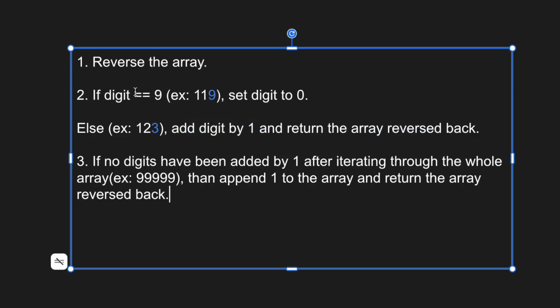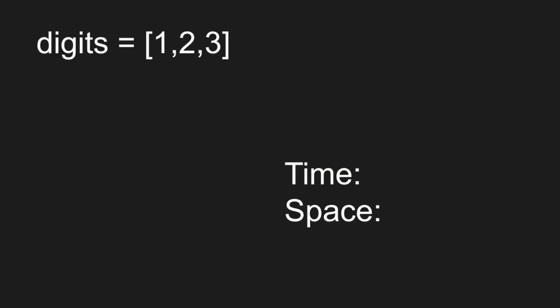Now, if we have iterated through the entire array and we still have not come across a digit that is not equal to 9, then we need to add 1 at the end of the array and reverse it. So an example would be like 99999. So knowing the algorithm, let's go through some examples.